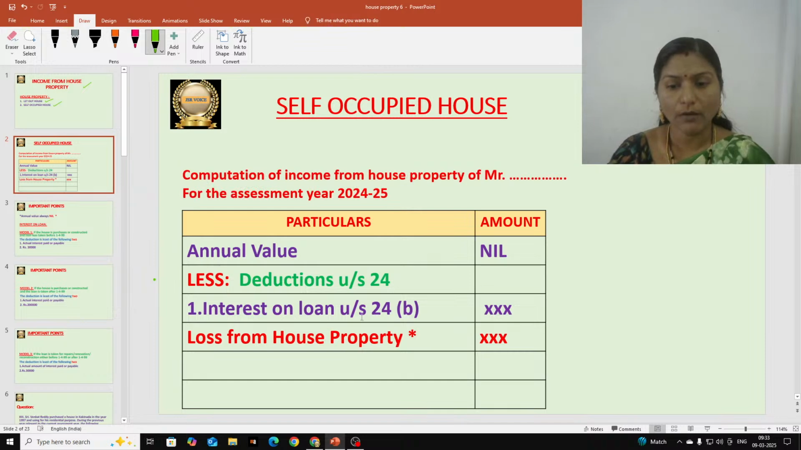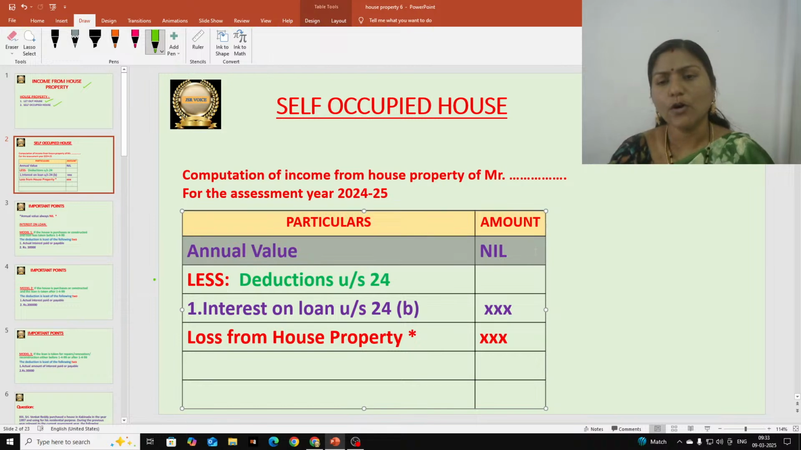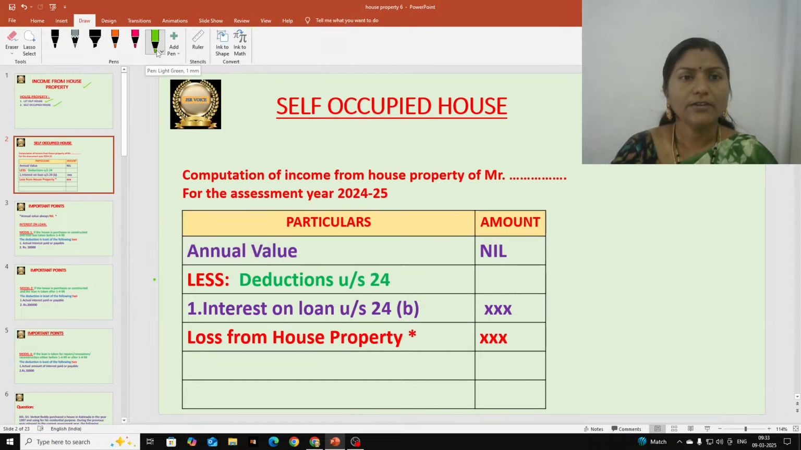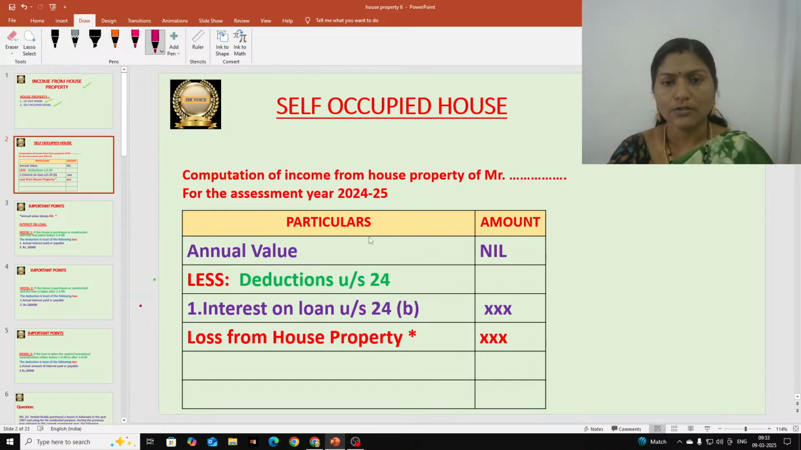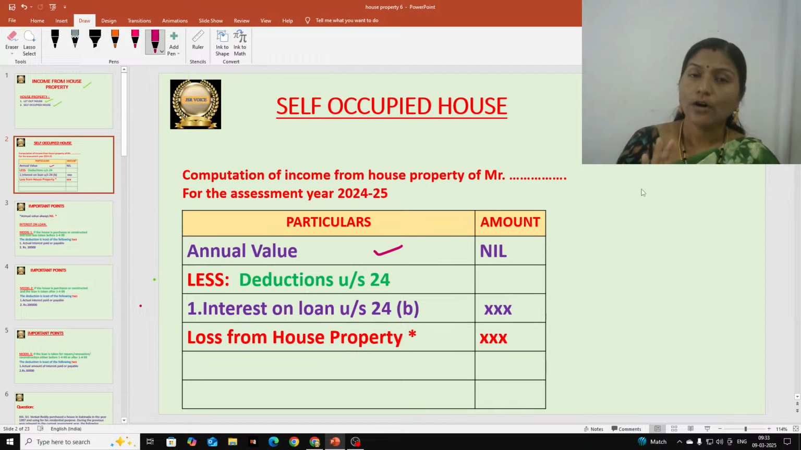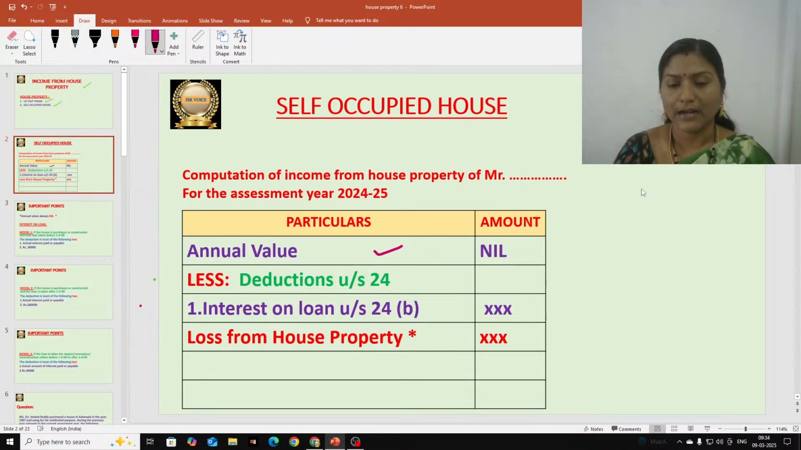And next, what is the first item that we are going to write here? That is annual value. So the first item is always annual value. Annual value for a self-occupied house is always nil. We need not calculate that, it is always nil. Whenever you do self-occupied house problems, you have to take annual value as the first item, but it is always nil.